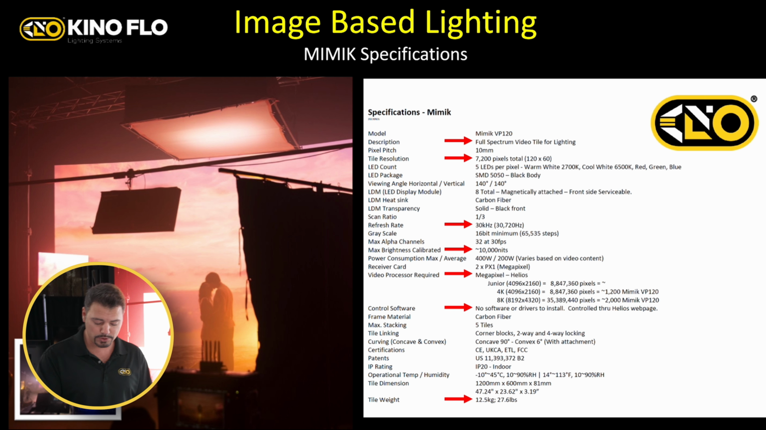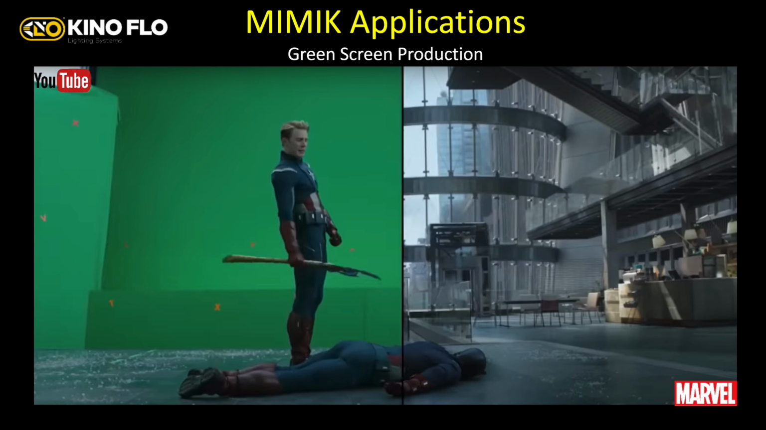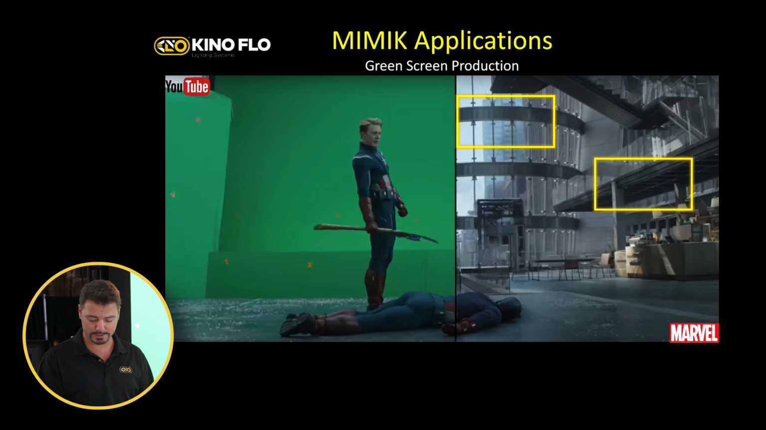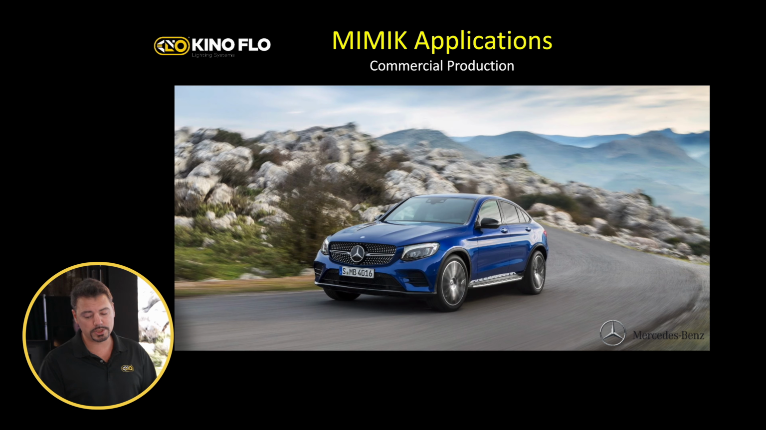So as soon as we introduced MIMIK, of course the industry recognized those features. And especially green screen productions have very similar requirements to virtual production. So in the end, you want our superhero to look real in that environment. So what you can do with MIMIK is just use that background template and light the foreground with it. So all the reflections and shadows will match. Same is true for commercial productions.